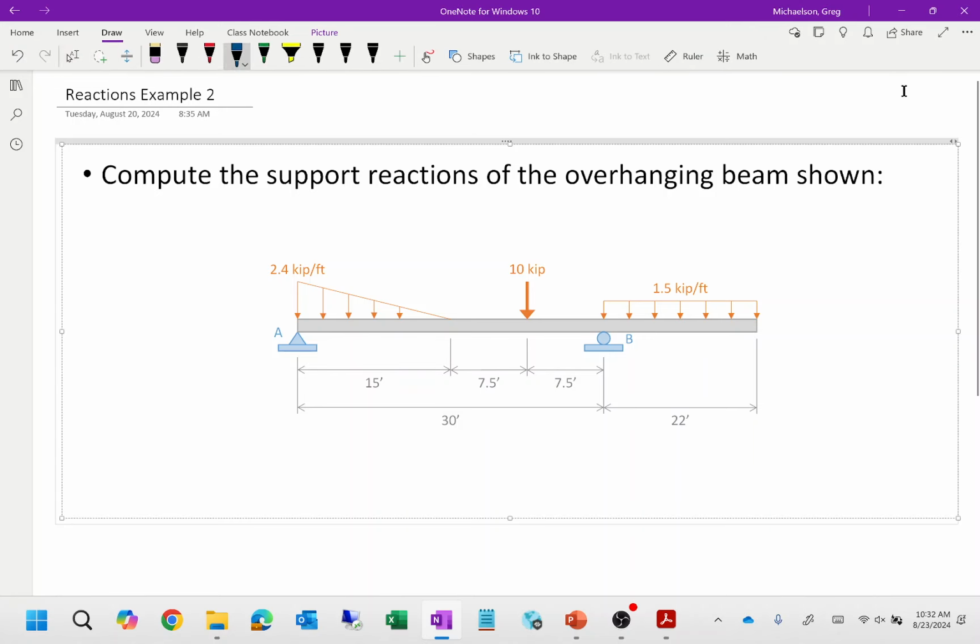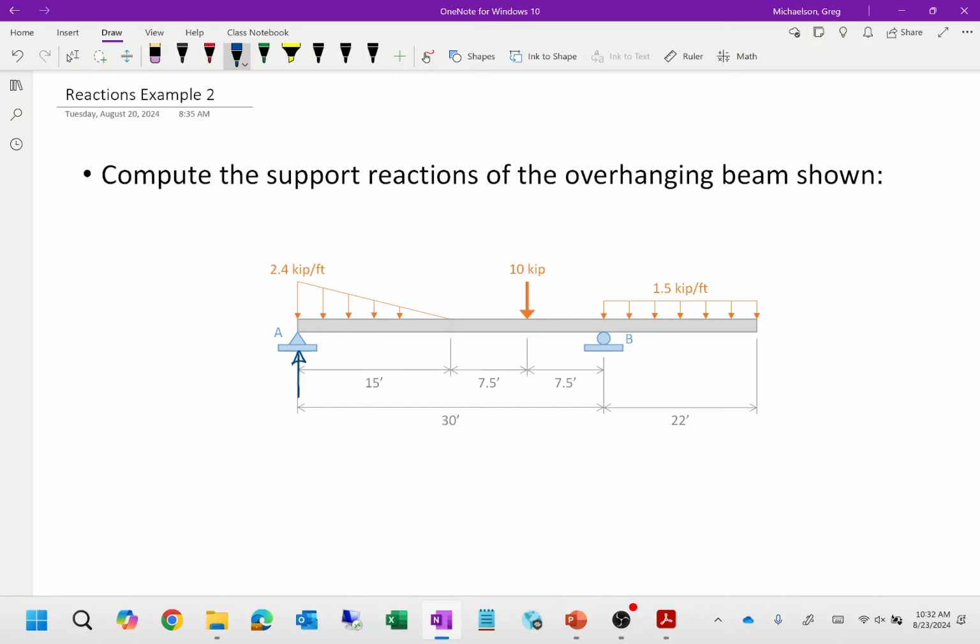How many unknowns at A? 2, right? And how many at B? 1. So same thing that we did before. Just because the roller is a little bit in the beam versus at the ends doesn't really matter. It's still a reaction.